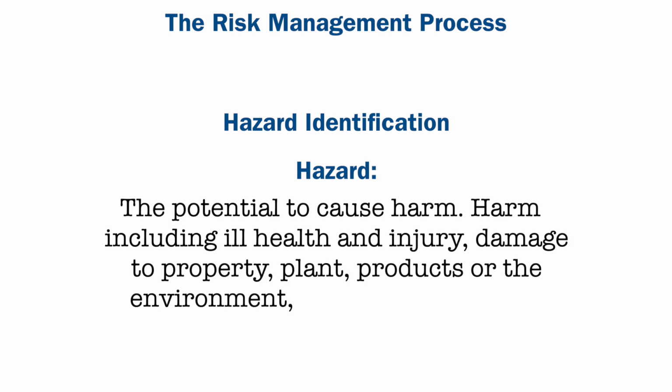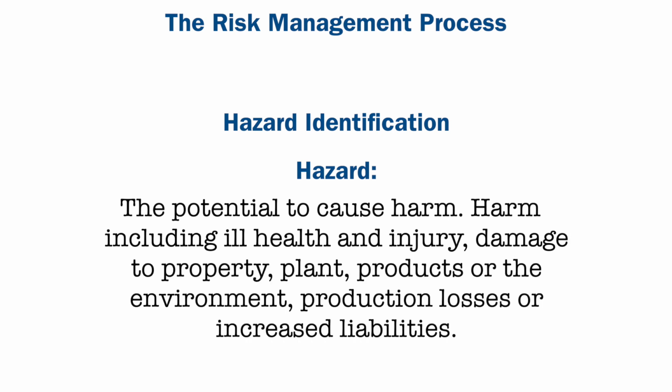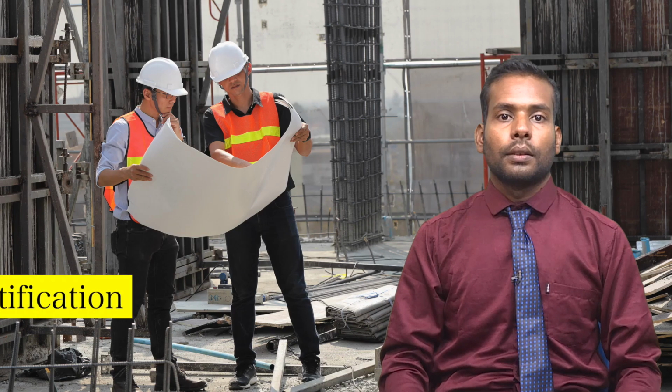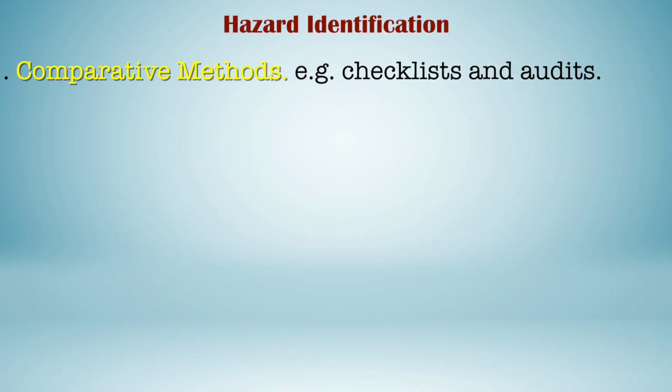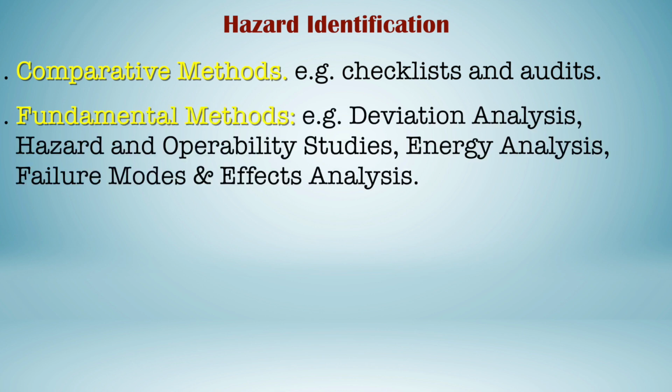Hazard: the potential to cause harm, including ill health and injury, damage to property, plant, product or environment, production loss and increased liabilities. Hazard identification methods. Comparative methods, for example checklist and audit. Fundamental methods, for example deviation analysis, hazard and operability studies, energy analysis, failure mode and effects analysis.